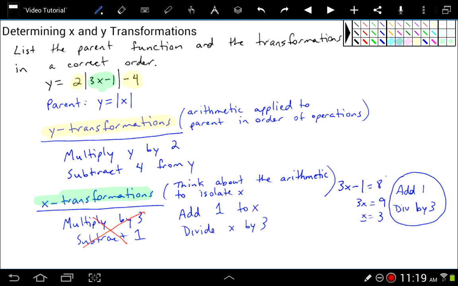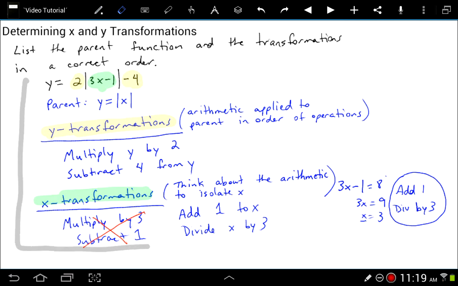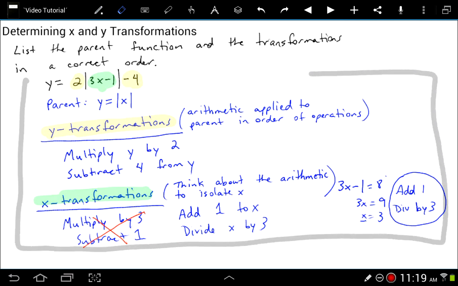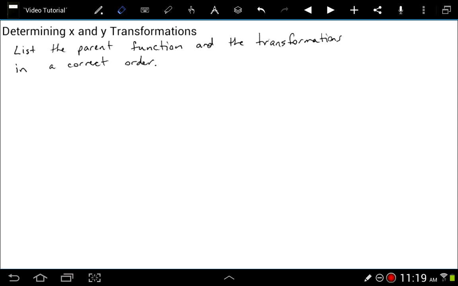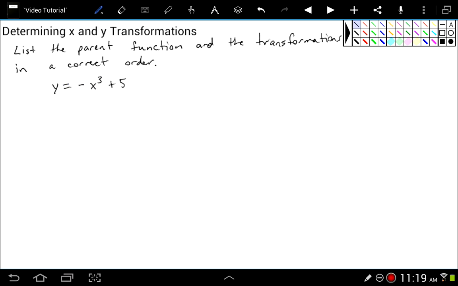Okay, let's try probably one more example here, maybe two. And I'm going to go faster now. Let's say that our transformed function is y equals negative x cubed plus 5. Now, it's important to understand that this means negative, and then x is cubed, plus 5. So you might want to add those parentheses in there to understand that. The parent function here is y equals x cubed.